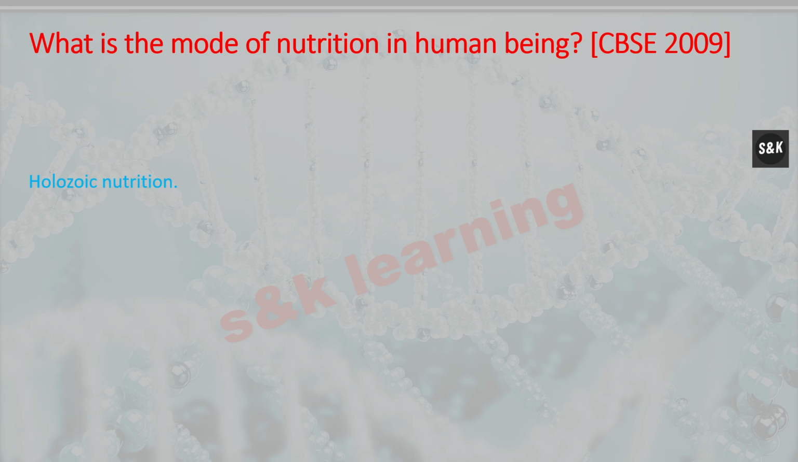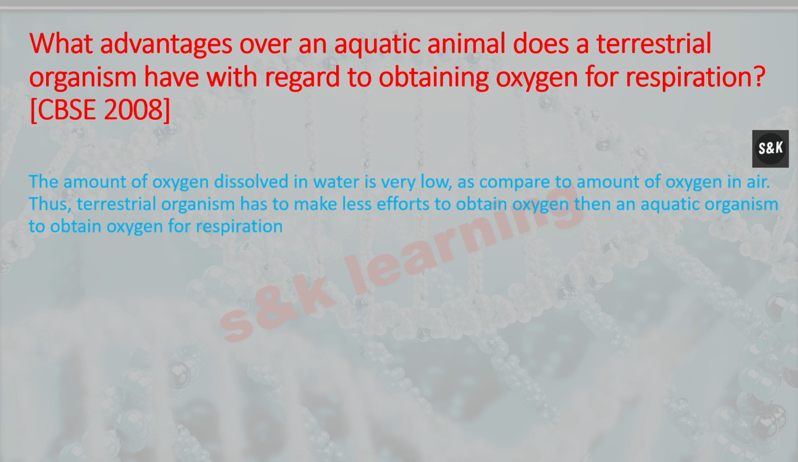Holozoic nutrition. What advantage over an aquatic animal does a terrestrial organism have with regard to obtaining oxygen for respiration? The amount of oxygen dissolved in water is very low compared to the amount of oxygen in air. Thus, a terrestrial organism has to make less effort to obtain oxygen than an aquatic animal.